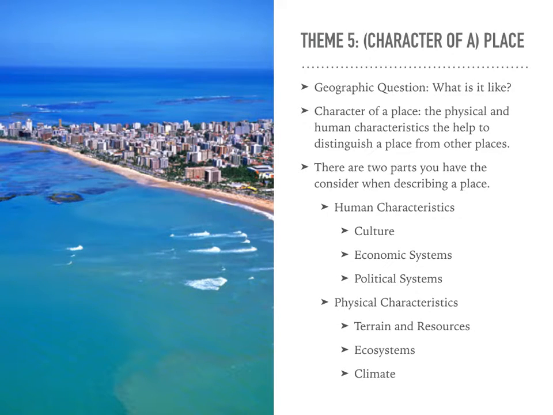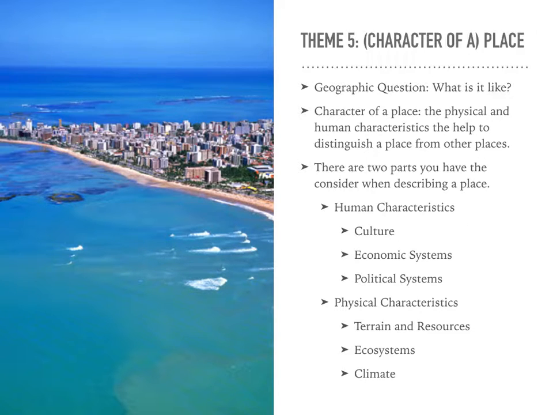Theme 5 is called place. It'd be easier for you to call this character of a place so that you don't get it confused with location. Whenever you're talking about place or character of a place, you're wanting to give its description. You're going to tell me what that place is like. You have to tell me two parts, human characteristics and physical characteristics. Whenever you give me the description of the human characteristics, you have to tell me about culture, the economy, and the politics of that place. And then in physical, when you're going to give me the physical description, you have to tell me about the terrain and resources, the ecosystems, and the climate.